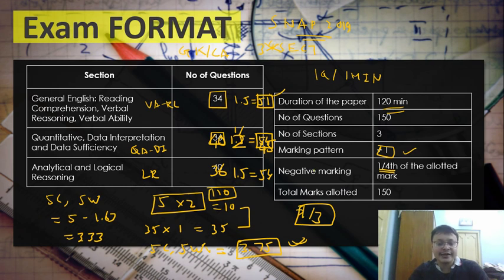So automatically the idea is you need to attempt as many questions as possible across the 3 sections. And to attempt more questions, you need to be going at a speed of one question per minute.